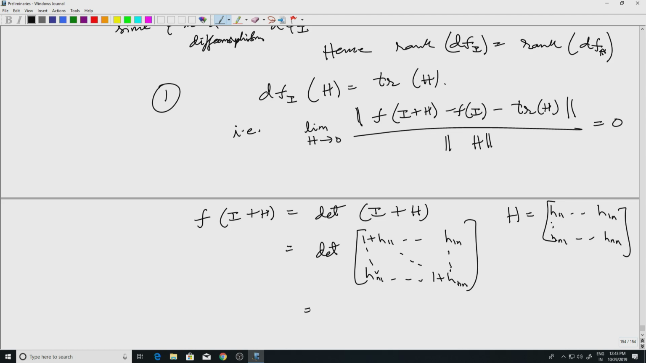Now the point is, when I expand the determinant, the plan is to expand the determinant along the first row. So I'll get, for instance, the first term will be 1 plus h11 times the minor corresponding to that, which would be this matrix. I want to isolate those terms which are linear in the hij's. So I want to club all the terms in the expansion which are a product of at least 2 of the hij's in one place, and those which are linear in the hij's in another.